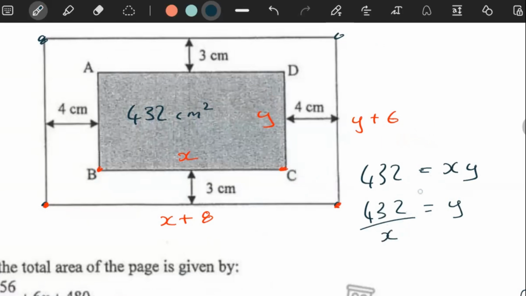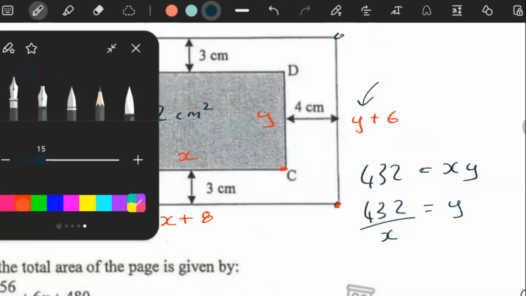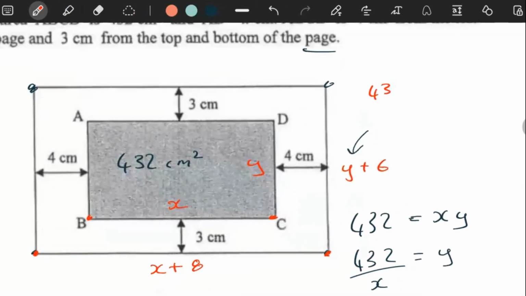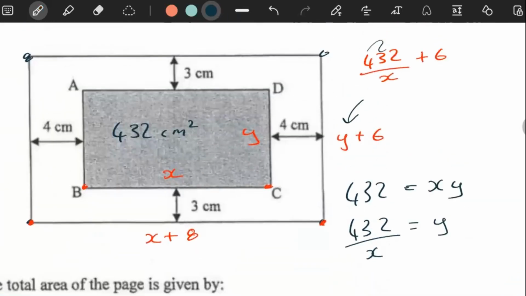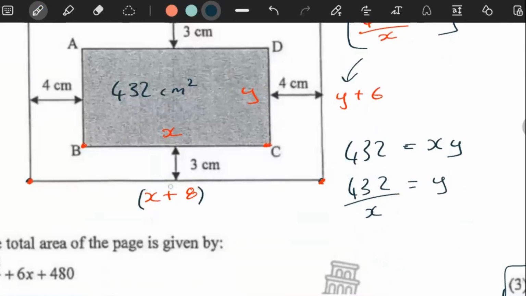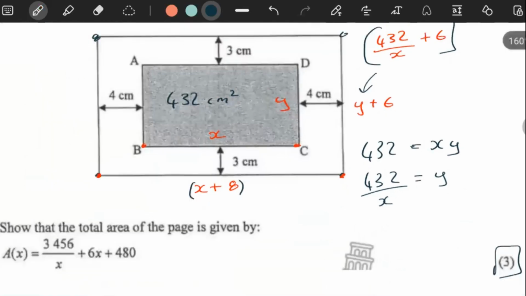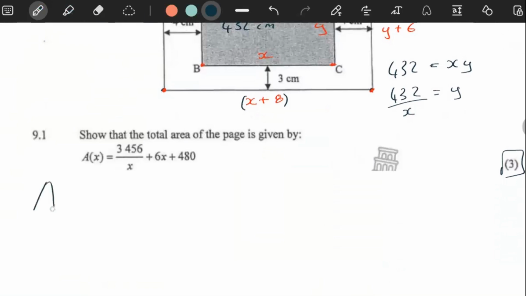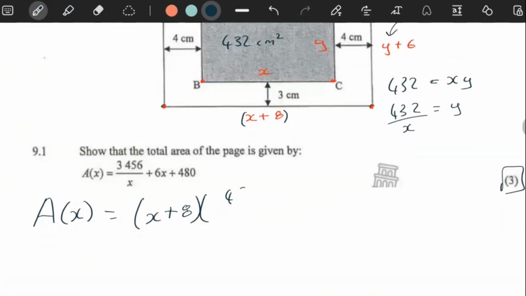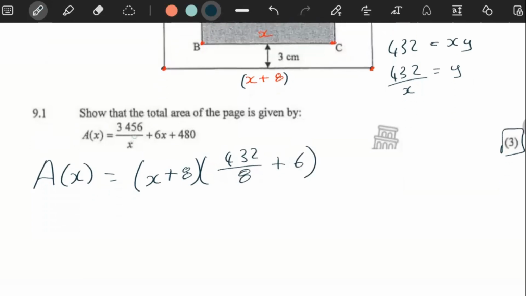432 over x, meaning that here, instead of writing y plus 6, we can just write 432 over x plus 6. Okay, so that's the dimension here, and this is the dimension here. So technically speaking, the area of that entire shape is going to be equal to length multiplied by breadth. There you go. This you can simplify until it looks like this.